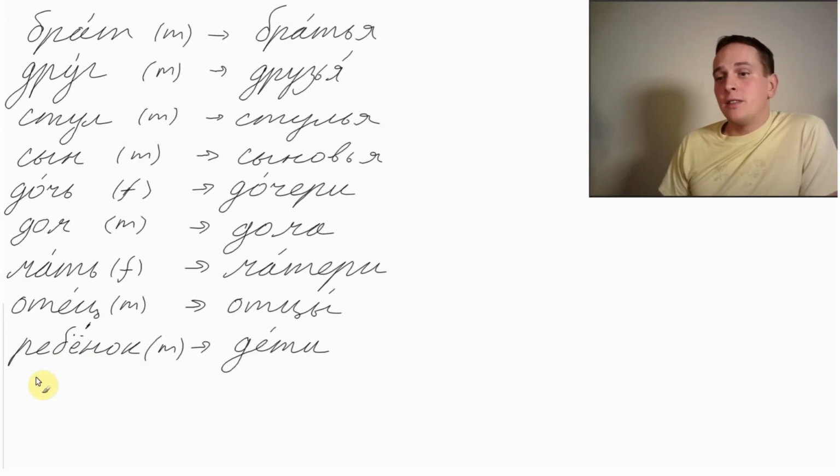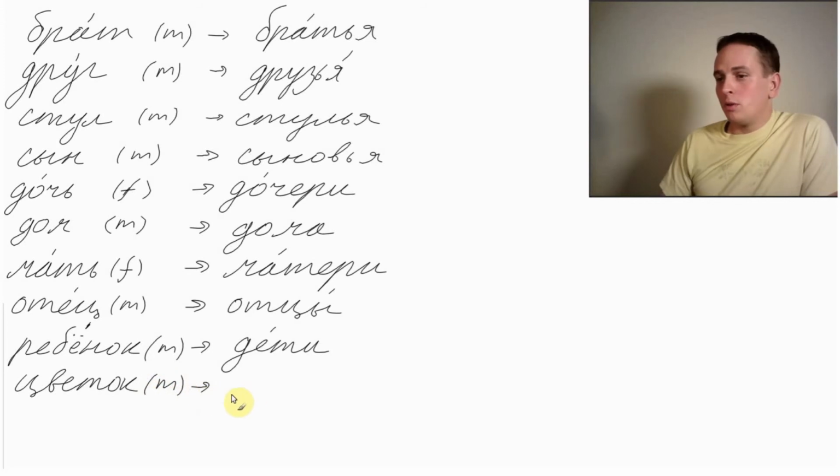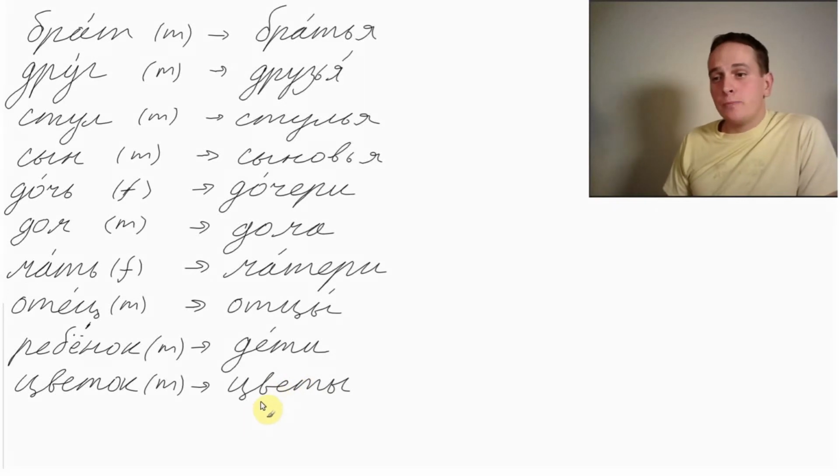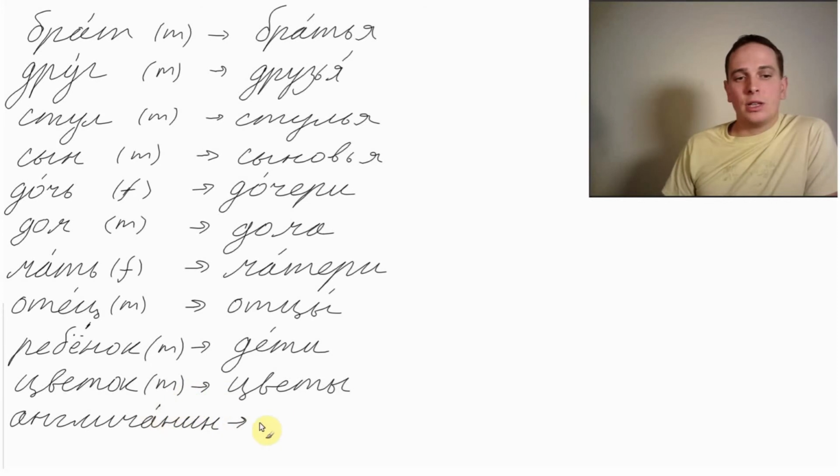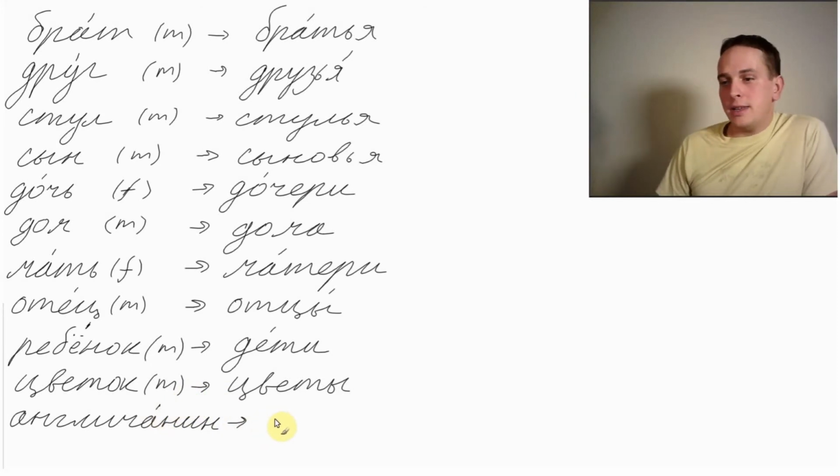Цветок. Цветок is flower. Цветок is masculine, and the plural would be цветы. Цветок, цветы. And now англичанин, Englishman. Англичанин, with the emphasis on а, and the plural would be англичане.